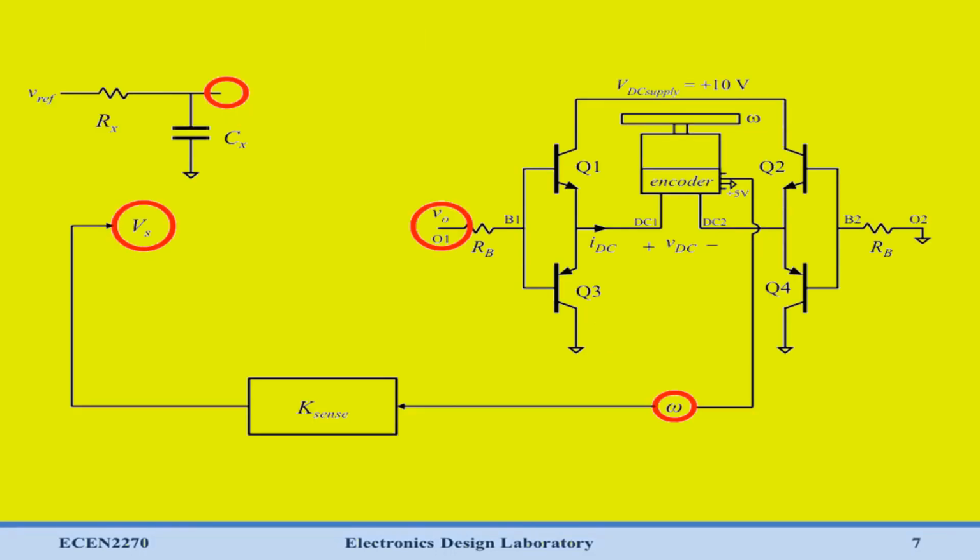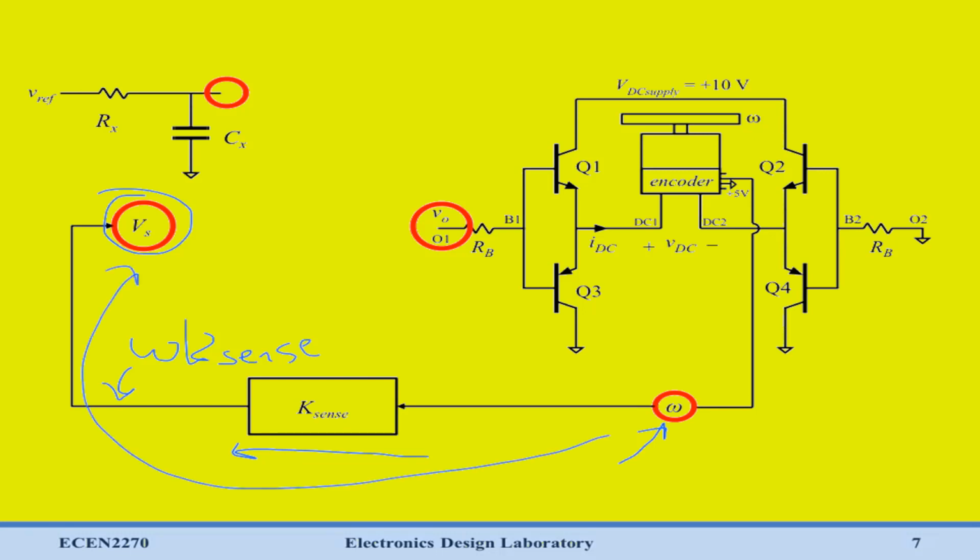So if we plug that back into our diagram, you'll see that it simplifies things quite a bit. Here we have omega coming out of our motor. Simply multiply by k-sense. And so this node right here is going to be omega times k-sense, which is equal to Vs. And so that's that portion of the loop.